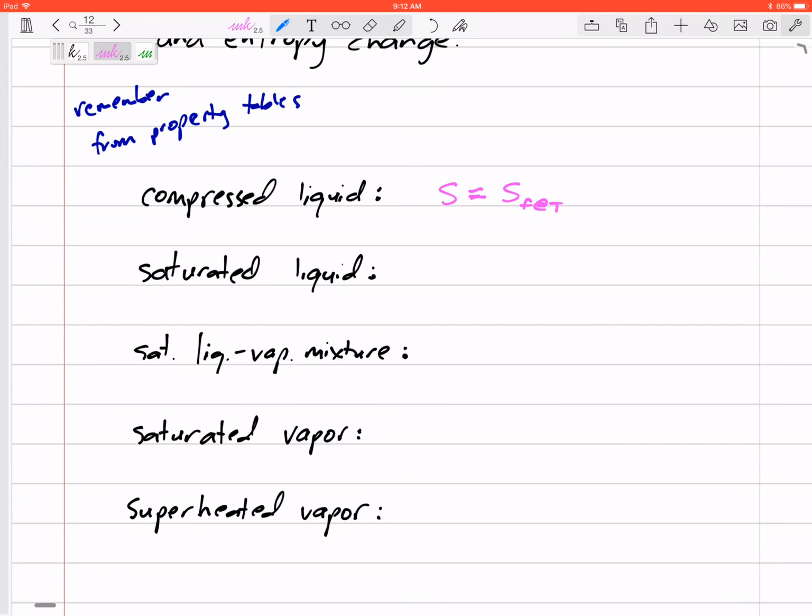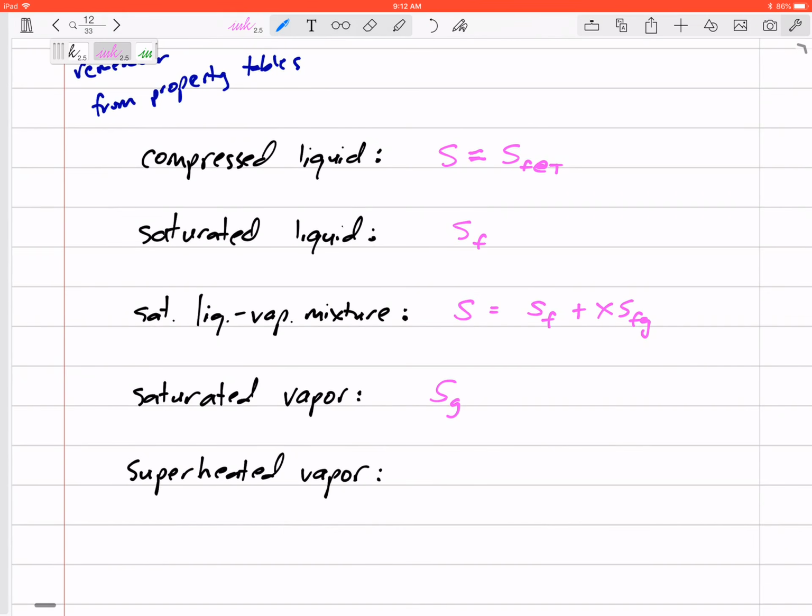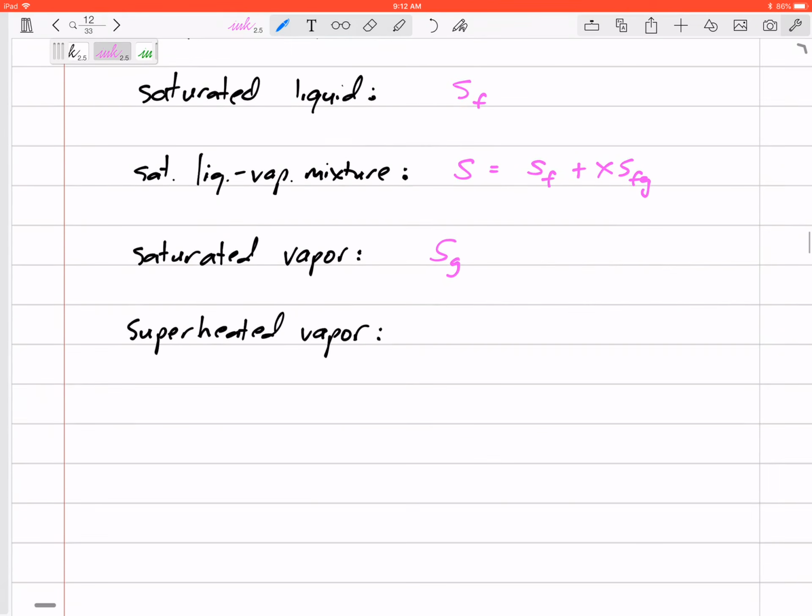If we're told it's a saturated liquid, we just look at the SF value. If it's a saturated vapor, we look at the SG value. If it's a mixture, we need to know the quality. We'll take the saturated liquid value plus the quality times the difference between liquid and vapor, SFG. And if it's superheated, go to the superheated vapor tables in order to find those entropy values.